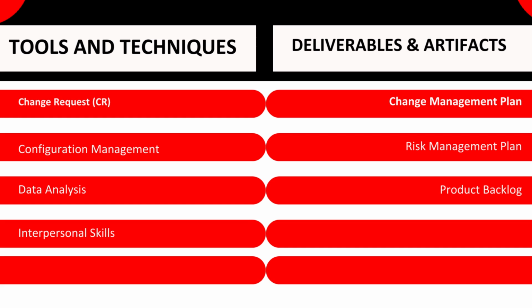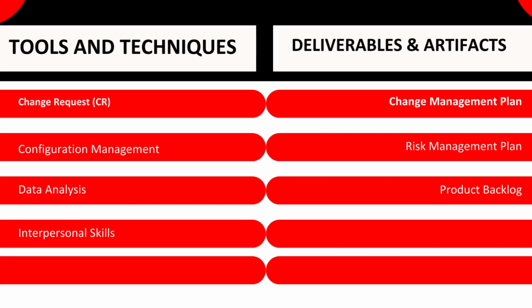Risk Management Plan. A risk management plan is a document that describes how risks to the project will be managed. The risk management plan should include the following information: the process for identifying and assessing risks, the process for developing and implementing risk mitigation plans, the process for monitoring and updating the risk management plan.